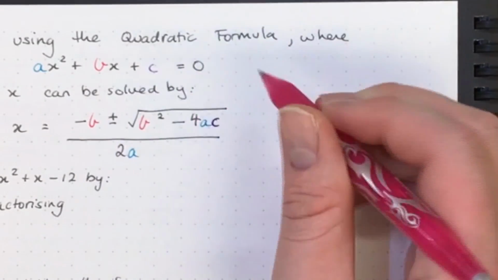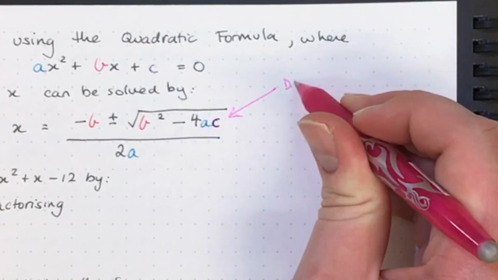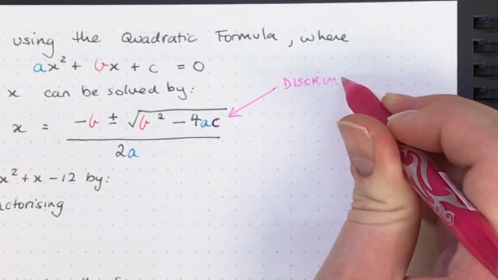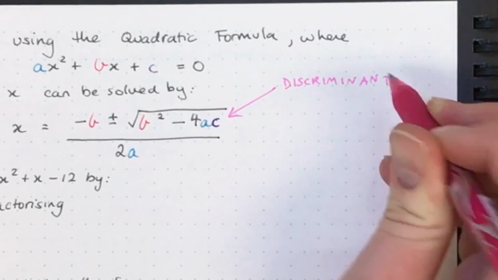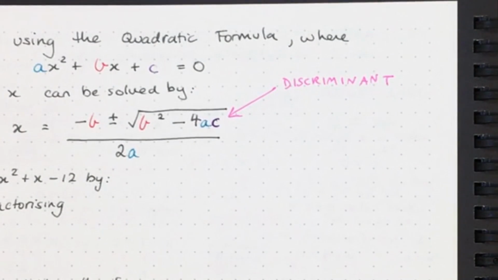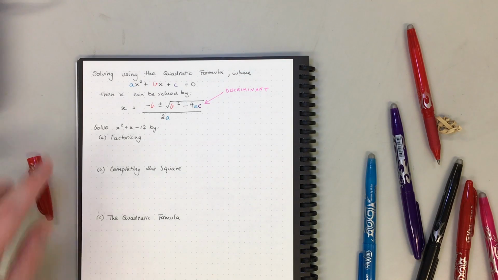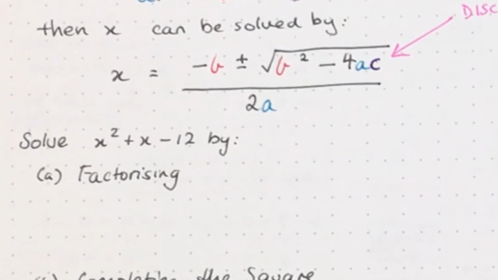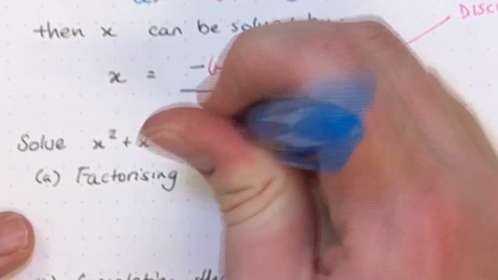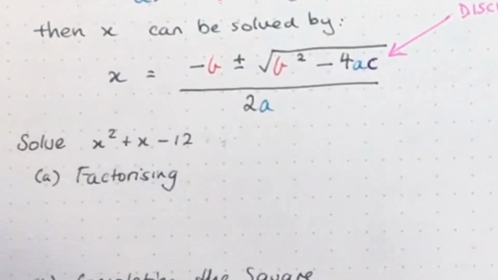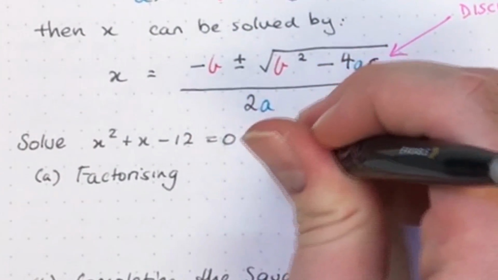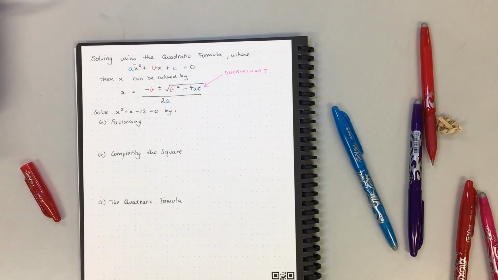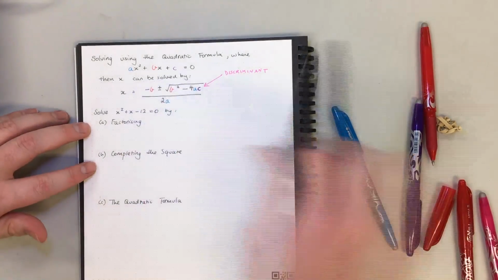This thing under the square root is what's called the discriminant. And this will become very important when it comes to how you can solve quadratics, but we'll talk about that a little bit later. What I'm going to do is show you how you can solve this quadratic expression. In fact, it should actually be an equation. We'll make that equal to 0, by 3 methods, they should all get you the same answer. So I'm going to start with factorizing.